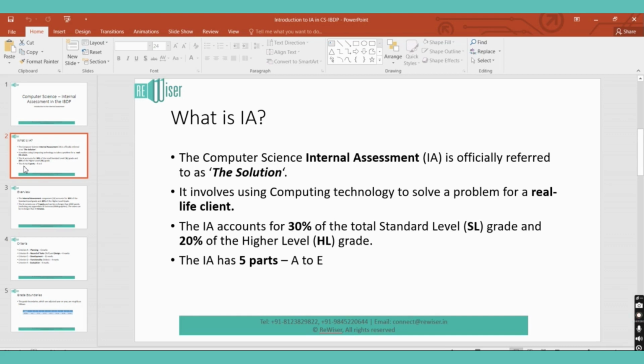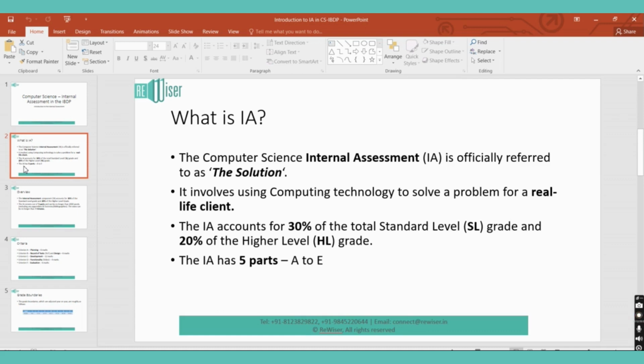So the client is not supposed to be someone who doesn't exist. So it's actually very easy to find out if a client really exists or not. And if you look at the weightage for the internal assessment, it accounts for about 30% of the SL and 20% of the HL grades.